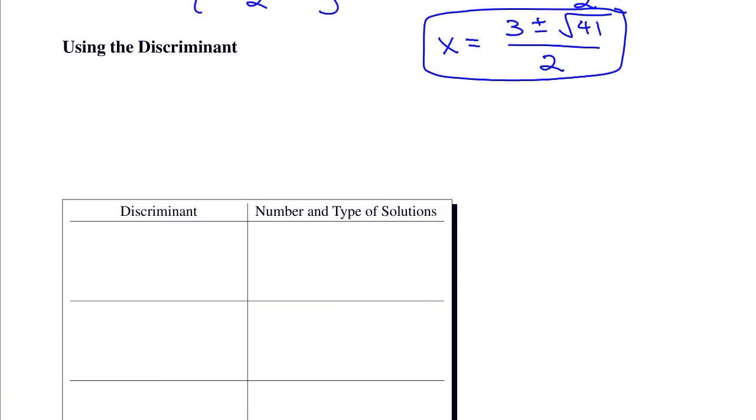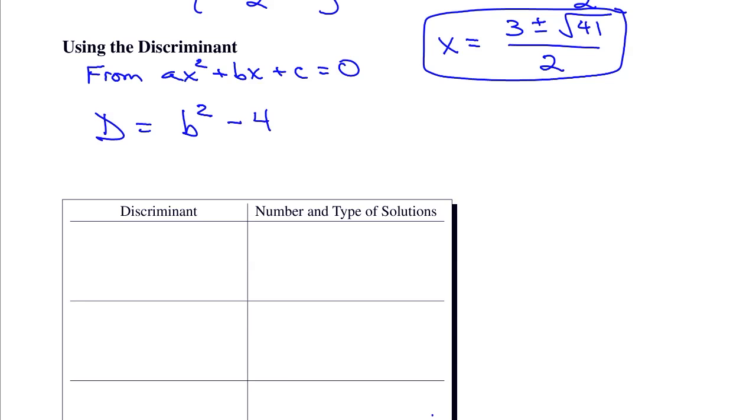The discriminant is a very powerful tool used to tell us what type of roots and solutions we have and how many of these solutions we have. The discriminant comes from the quadratic formula. So if you start with the generalized quadratic, ax squared plus bx plus c equals 0, then the discriminant is b squared minus 4ac. That's the formula for the discriminant.